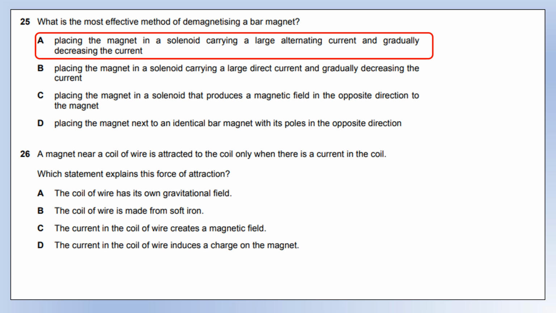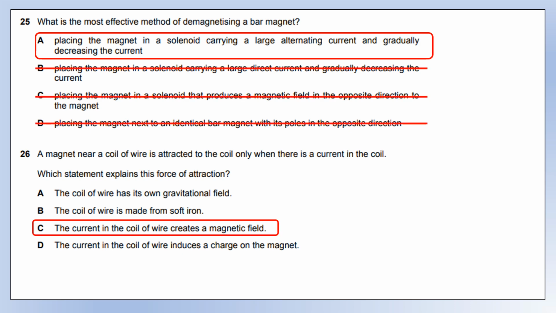A magnet near a coil of wire is attracted to the coil only when there's a current in the coil. Which statement explains this force of attraction? The coil of wire has its own gravitational field? Nope. The force would be too small to be noticeable. The coil of wire is made from soft iron? Doesn't matter. We're not turning the coil into a magnet by aligning its domains. We're doing it by passing a current through it. The current creates a magnetic field. Yes, that is absolutely true. If you have moving charges, you have a magnetic field around them.